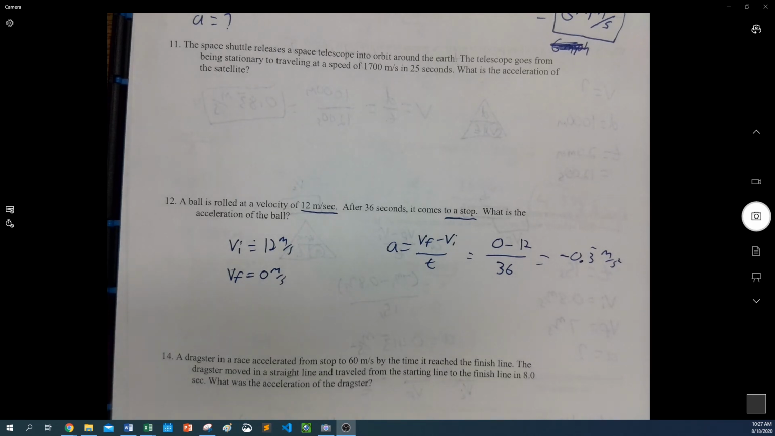Put your calculator up. Can you keep the paper or can we give it to you? You keep it.